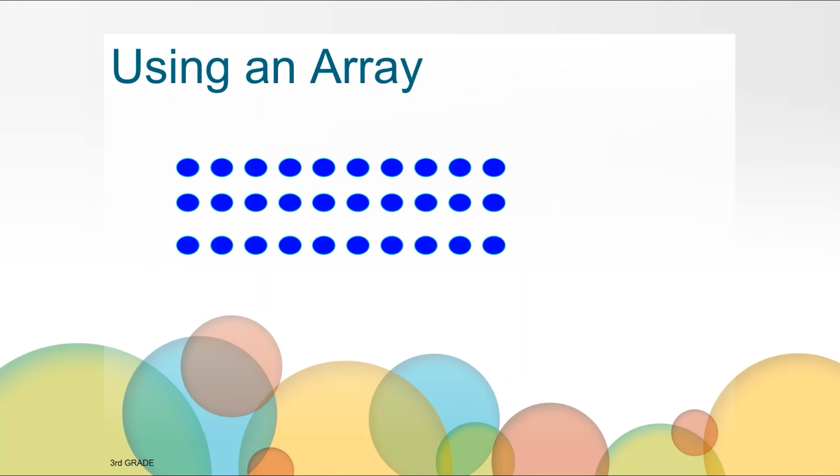This is another way you can represent an array. It is an array because it has equal rows and columns. This array has 3 rows, each with 10 in each row. We can also write this as 3 times 10, or 3 by 10. Now take a moment and get your 3 by 10 array out.